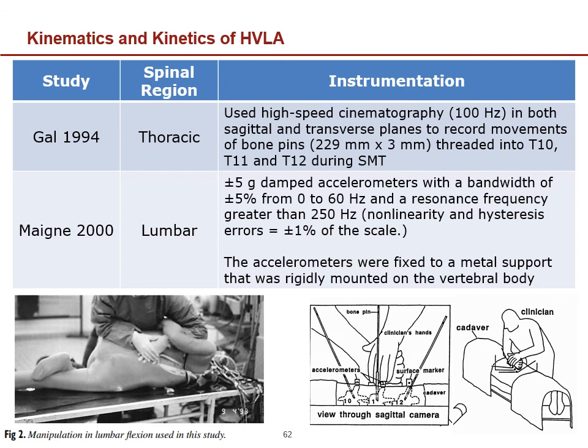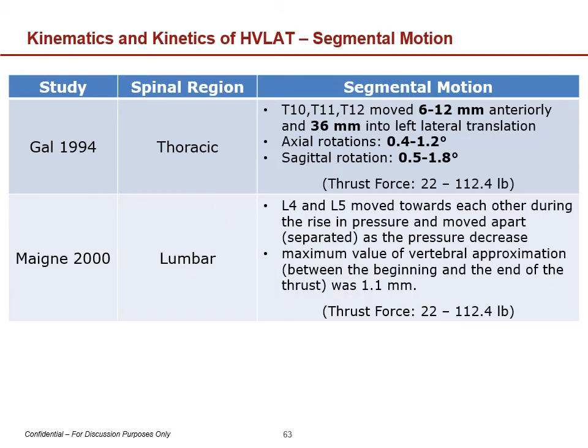And then you have the view through the sagittal plane camera, and you can see how it was set up with the bone pin sticking out of the top, and then the accelerometer, and then the surface marker is shown at the adjacent levels. Okay, and so what did they find? So segmental motion. Within the thoracic spine, they moved 6 to 12 millimeters anteriorly and 36 millimeters, or 3.6 centimeters, into left lateral translation.